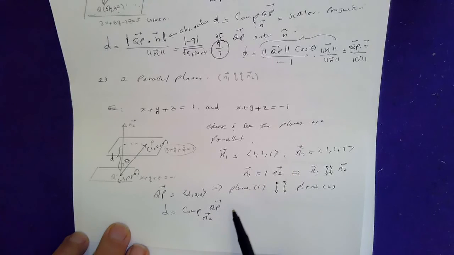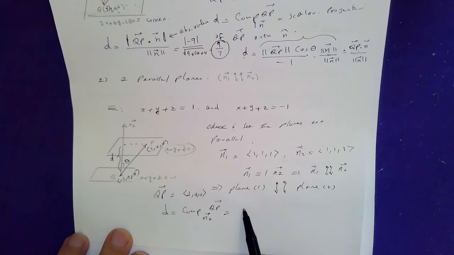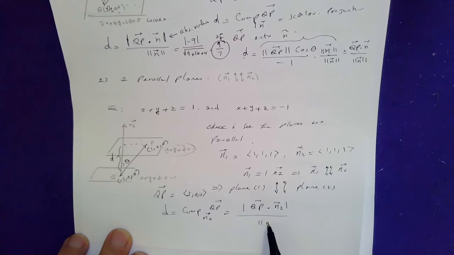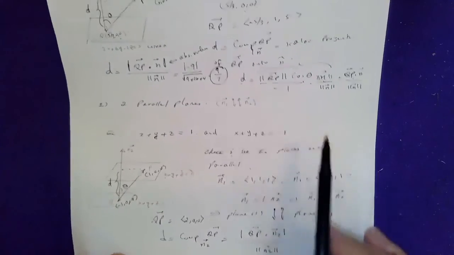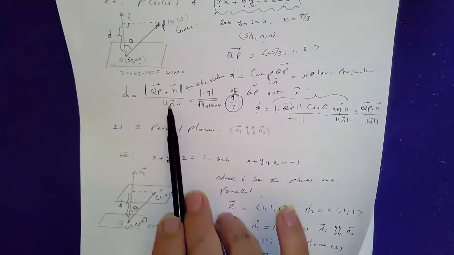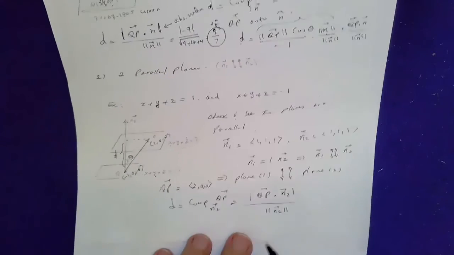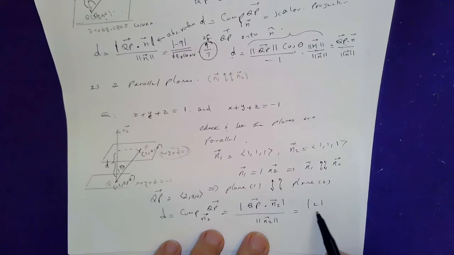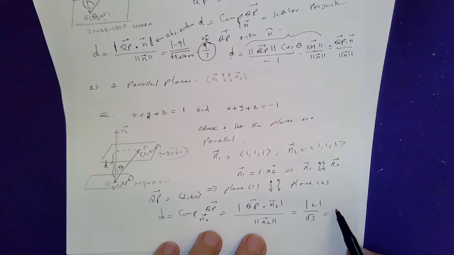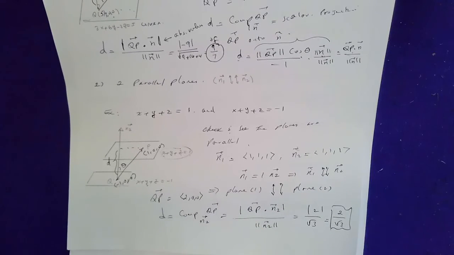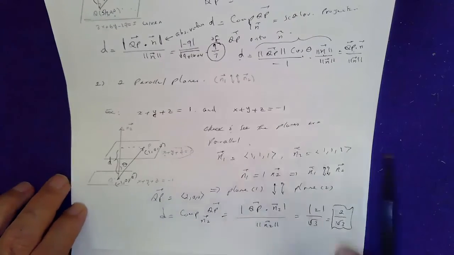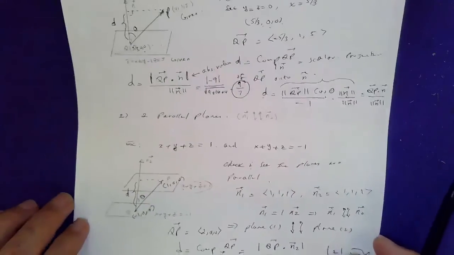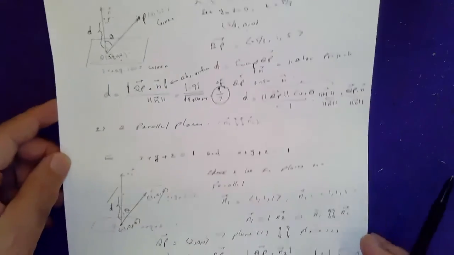Correct? Okay, so this would be the absolute value of QP dotted with N2 over the magnitude of N2, for the same reason as in the previous example. In this case, you would end up with the absolute value of 2 over square root of 3, which is 2 over square root of 3, and that would be the end of that problem. So that's how you find the distance between two parallel lines.